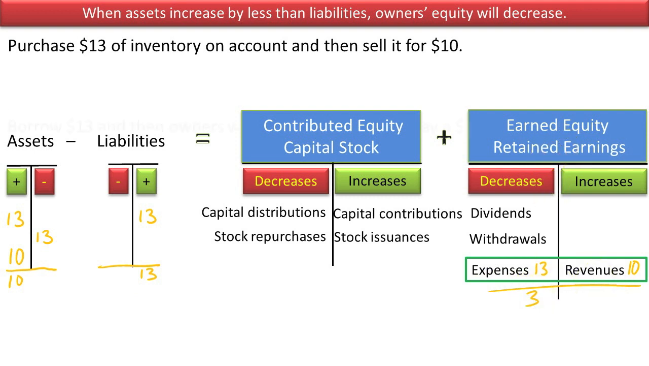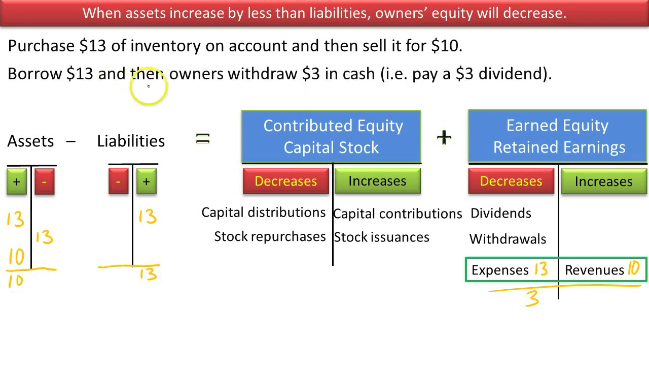Let's look at another transaction. If we borrowed $13, and then owners withdrew $3 in cash, or we paid a dividend of $3. So let's borrow $13. We're going to bring in $13 of cash. We borrowed it. No change in equity yet. But then we use this cash that we just brought in to pay a dividend to the owners. Reduce assets by 3, and it's a dividend of 3. I'm going to put it down here, but it is a dividend of 3.